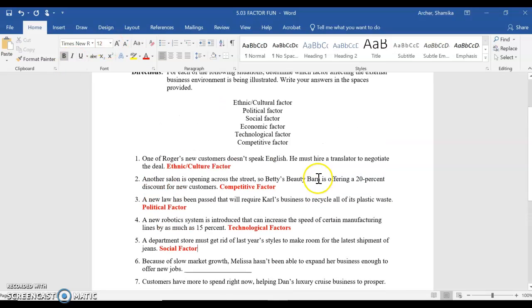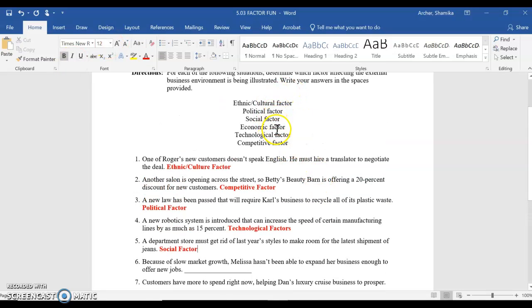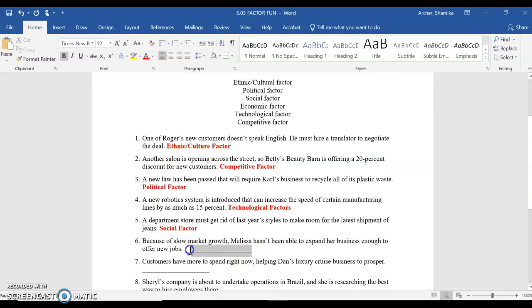So I think so far we've used all of them except economic. And of course, economic, you're looking at different factors in the community. So number 6 is actually economic factors. I'm going to go ahead and do that one with you guys. So number 6 states, because of slow market growth, Melissa hasn't been able to expand her business enough to offer new jobs. So this is the economic factor. So you guys have the first 6 done.